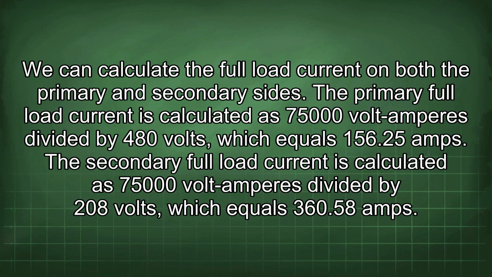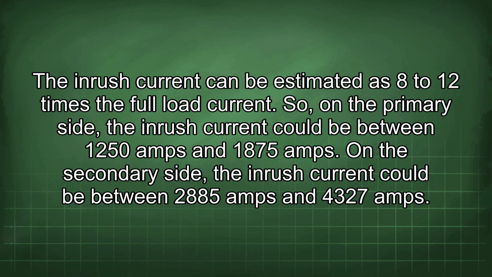The primary full load current is calculated as 75,000 volt-amperes divided by 480 volts, which equals 156.25 amps. The secondary full load current is calculated as 75,000 volt-amperes divided by 208 volts, which equals 360.58 amps. The inrush current can be estimated as 8 to 12 times the full load current.